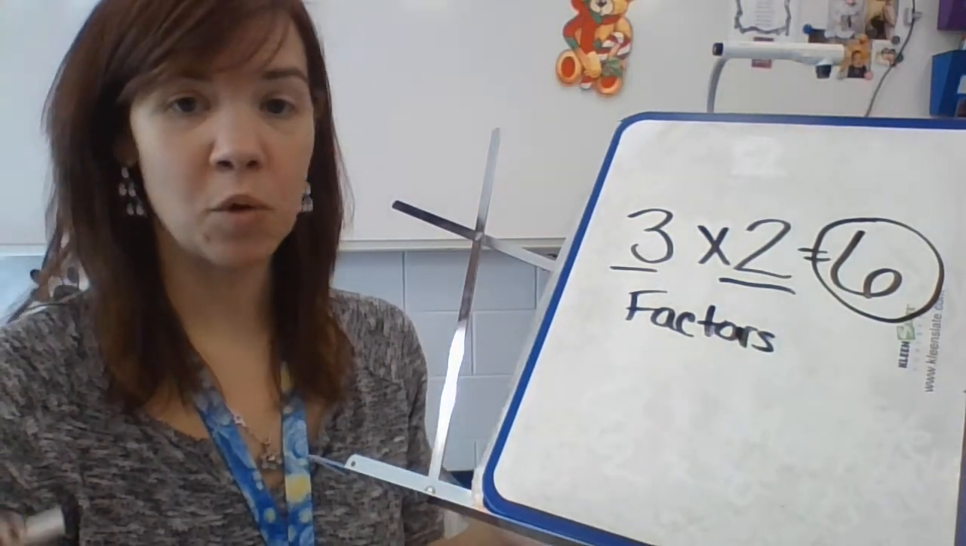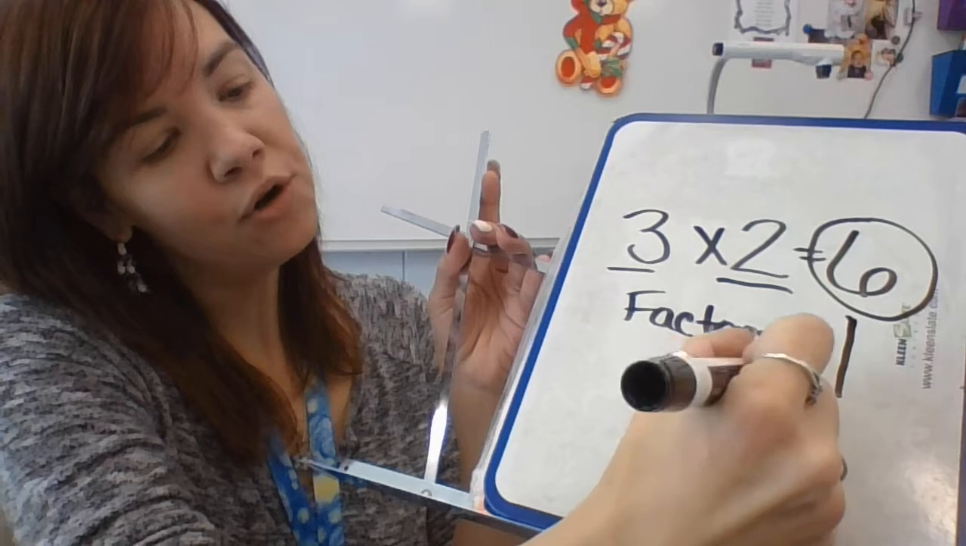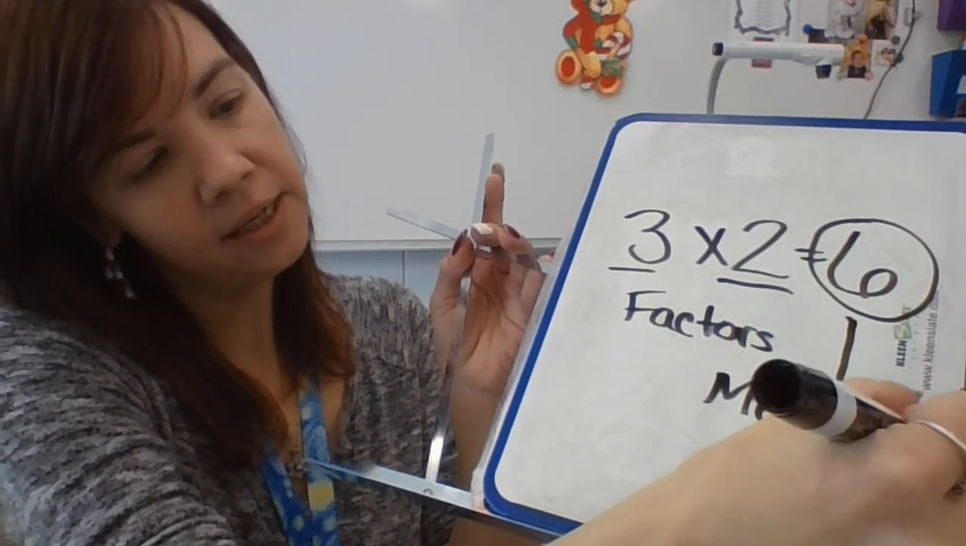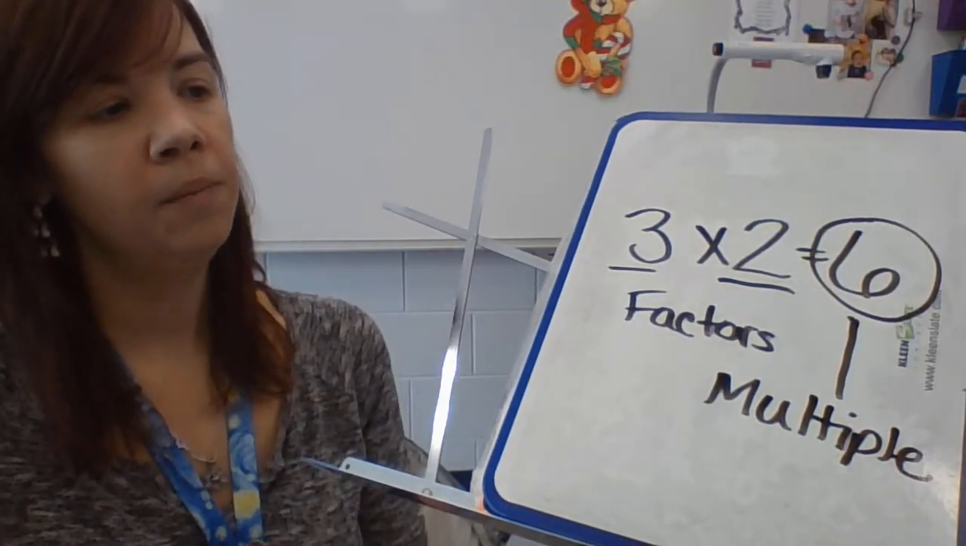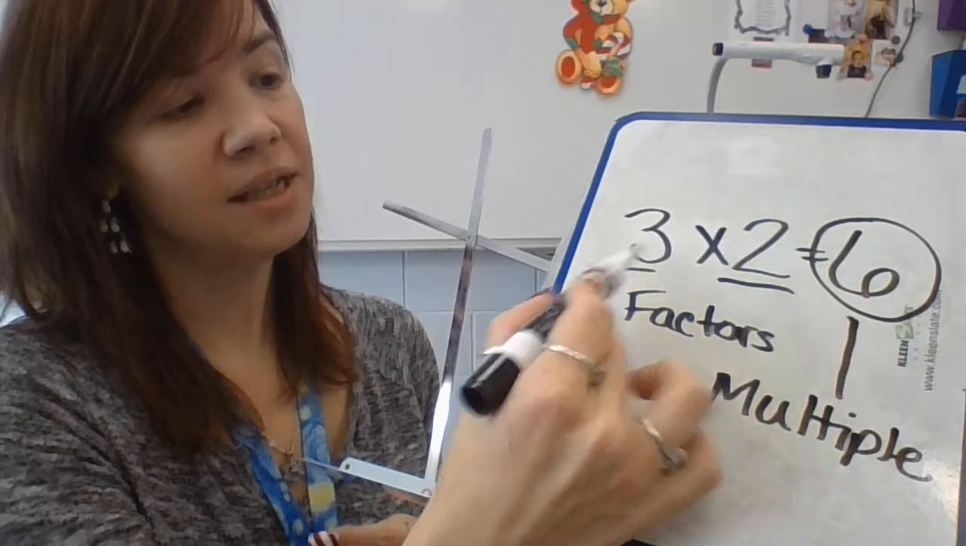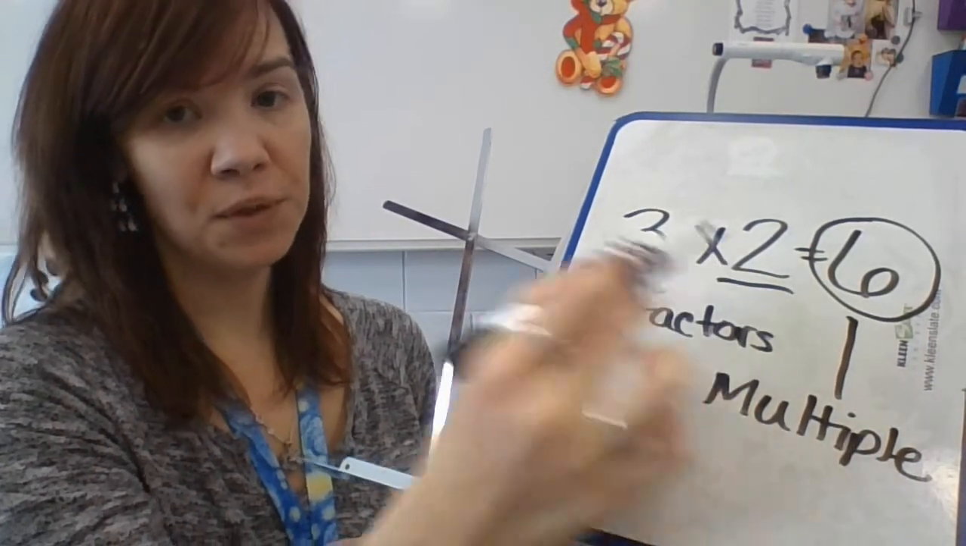Okay, the answer, or the product, is where our new word comes into play. And this new word is multiple. Okay? So 3 times 2 is 6. Which means that 6 is a multiple of 3, and it's a multiple of 2. So let me show you what I mean.